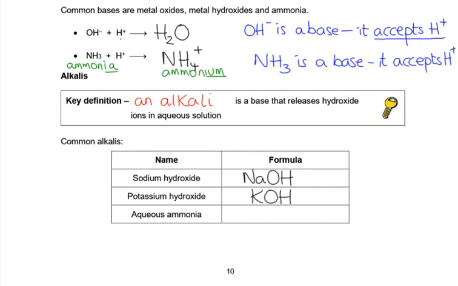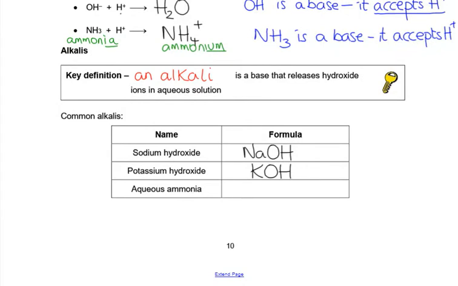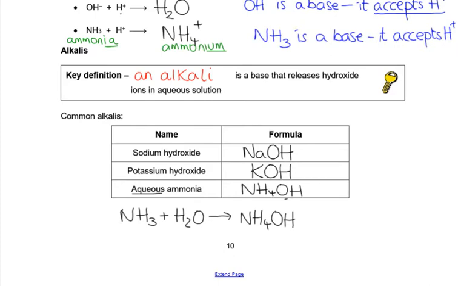So then aqueous ammonia, how can that be when ammonia's formula was NH3? How can that have hydroxide ions? Well, it's all to do with this word aqueous. What does that mean? That means with water. And when ammonia is in water, what happens is it forms ammonium hydroxide. And so aqueous ammonia is actually NH4OH, and we can see the hydroxide ions.